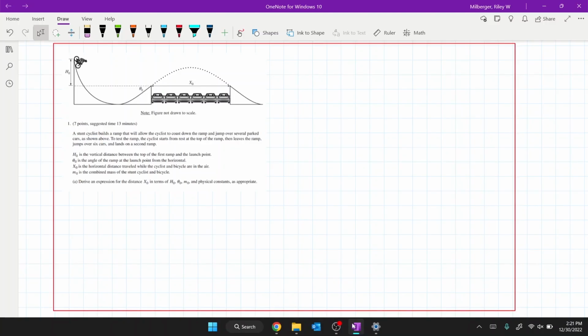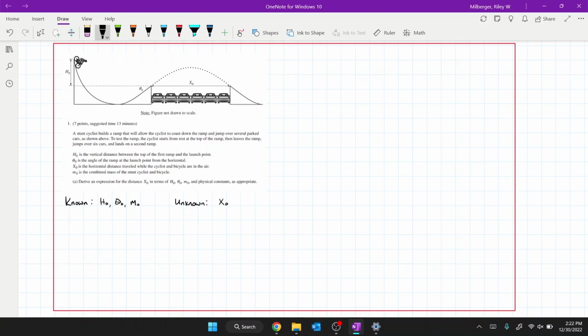The first thing we should always do when starting a problem is write down our knowns and unknowns. In this problem, we're not given any values, just told to derive an expression for x naught using the given terms. So h naught, theta naught, and m naught will be our knowns, and x naught will be our only unknown. For this type of problem, where there is a change in height and velocity, it should stand out that the energy equations can be used.